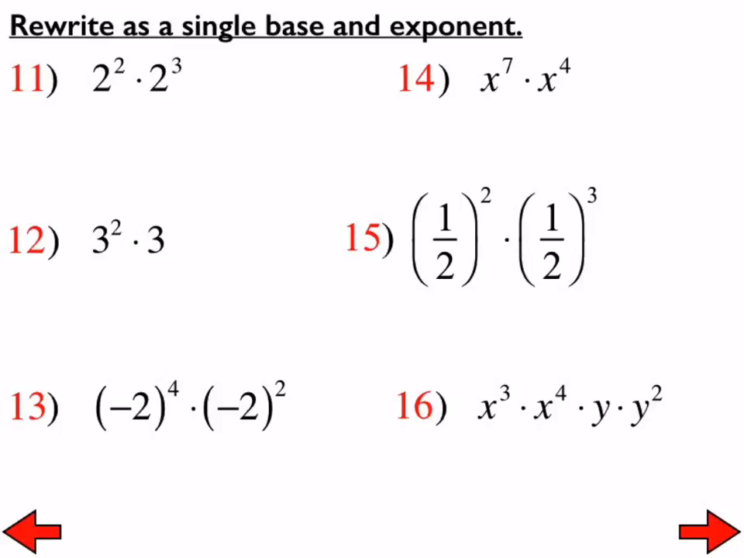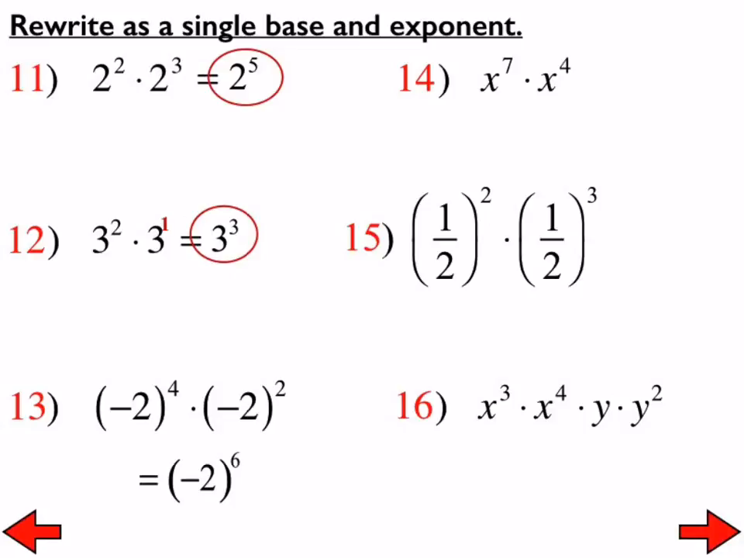Number 11 should be 2 to the 5th power. Number 12 should be 3 to the 3rd power. Remember that 3 is really 3 to the 1st power. Number 13, if the base is in parentheses, we should leave parentheses around the base.